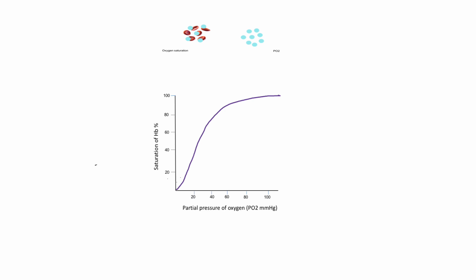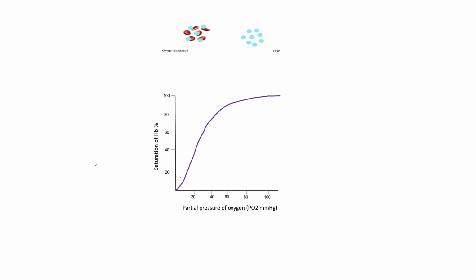When we analyze this curve in the reverse direction, we can see that initially, after a significant decrease in partial pressure, there is no significant decrease in oxygen saturation. And this is due to the high affinity of hemoglobin for oxygen. However, with further decrease in partial pressure, there is a steep decrease in oxygen saturation. And this helps in offloading of oxygen and delivery of oxygen in tissues. This is the normal oxygen dissociation curve.